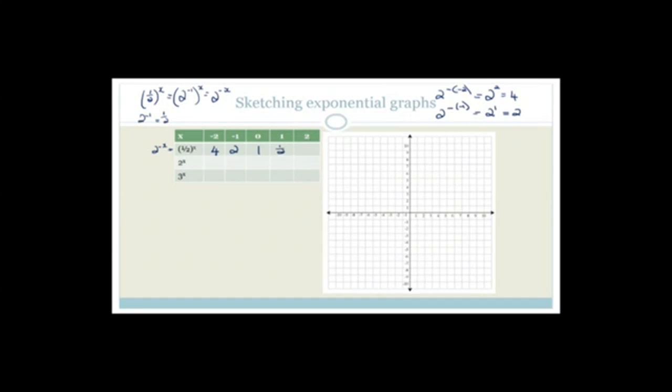And what is 2 to the minus 2? Well, let's think about that. 2 to the minus 2 is the same as 1 over 2 squared, which is a quarter. Ta-da! So that's a quarter. Okay, so do you agree that we can plot this first one? So let's plot it. Okay, when x is minus 2, y is 4.